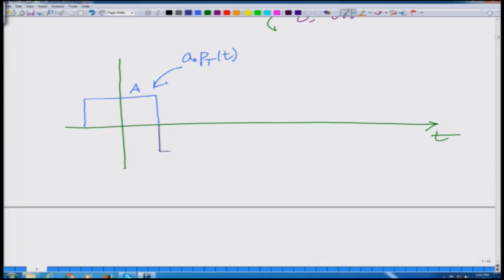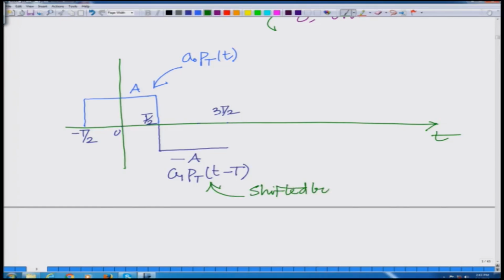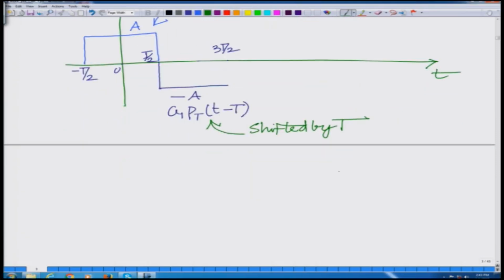So, you shift the pulse, which goes from minus T by 2 to T by 2, by T. So this is shifted to T, now going from minus T by 2 to 3T by 2, and multiplied by a1. So this is a1 p(t minus T), shifted by T and multiplied by a1.